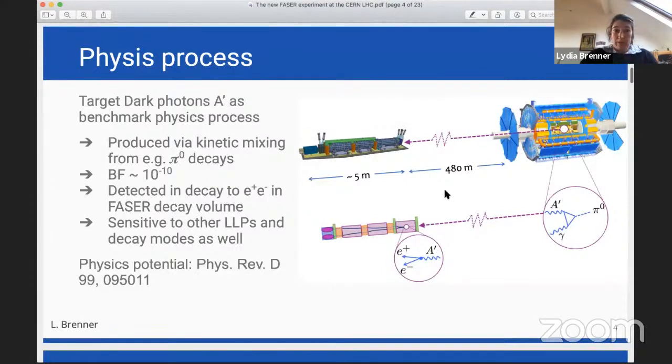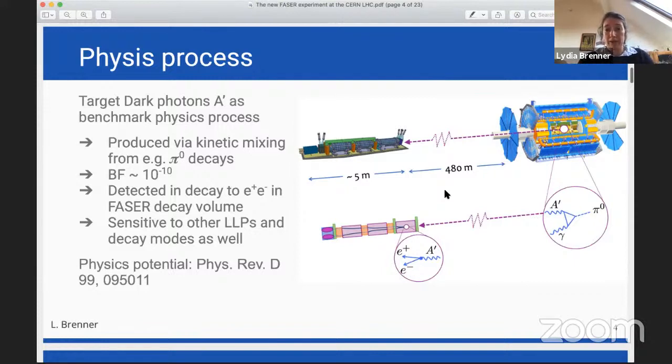Okay, so the physics process we look at is that we target dark photons, which I will mark as A', as a benchmark physics process. These are produced via kinetic mixing from, for example, the π0 decays. It has a branching fraction of about 10^-10. So this low branching ratio is the reason why we would need a lot of π0s. They are detected because they decay to an e+e- pair in the FASER decay volume. It is also sensitive to other LLPs and decay modes as well.